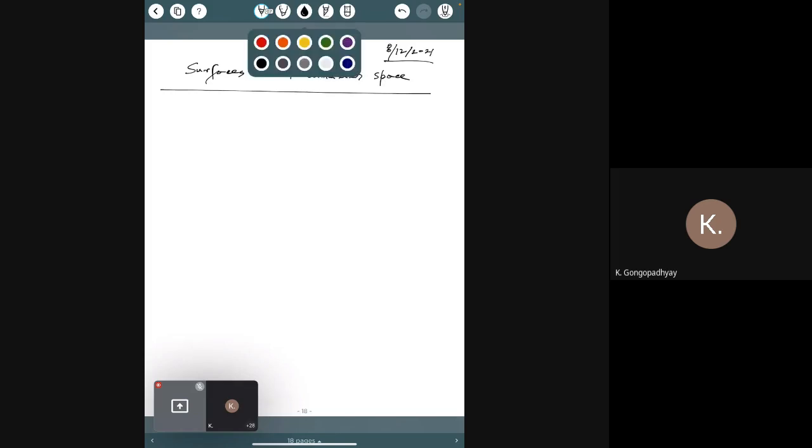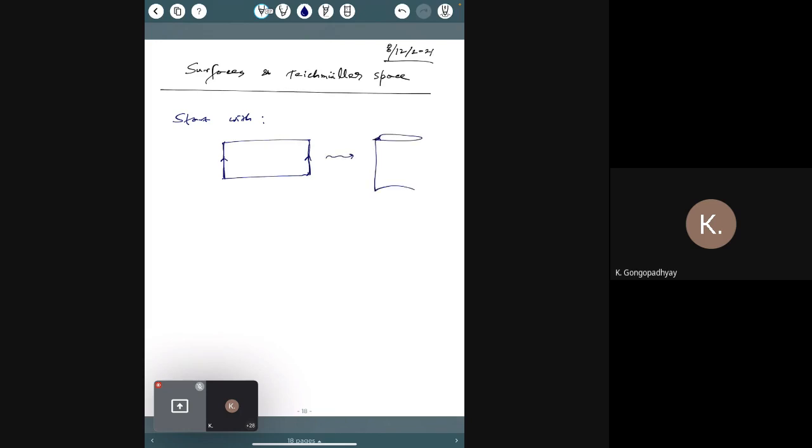Okay, so we will start with a piece of paper. Okay, it's like that, right? I mean, the piece of paper we write on. And what we would like to do is glue these sides. So first you take glue and glue these two sides. What you will get is a cylinder, right? So this is a cylinder.